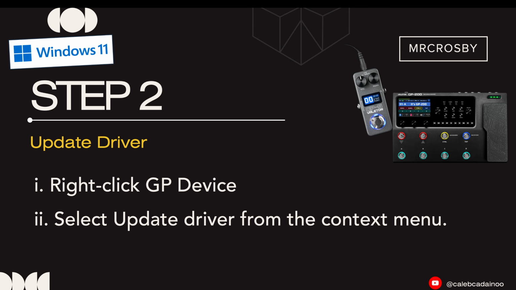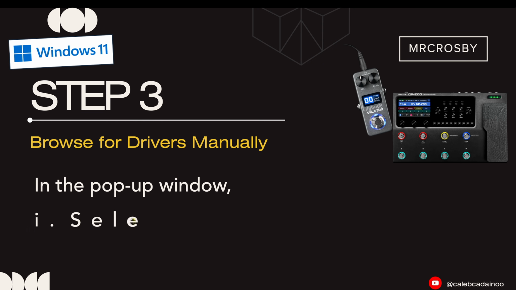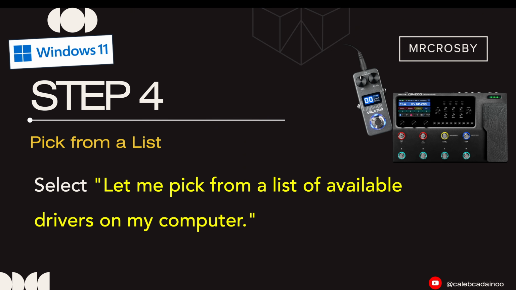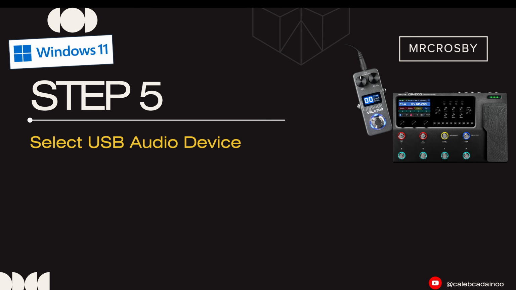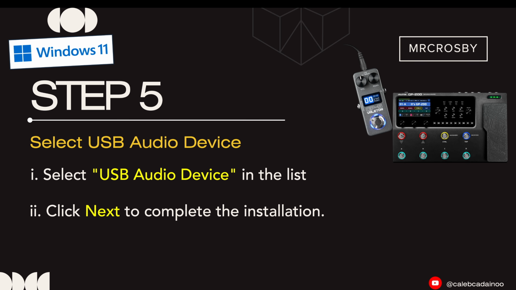So when you select update driver from the context menu, the next thing you would see would be a pop-up. And when that pop-up shows, select browse my computer for drivers. Then you select let me pick from a list of available drivers on my computer. So you click that and you would have to select USB audio device from the list that pops up. Okay, then you click next to complete the installation. So it's as simple as this.